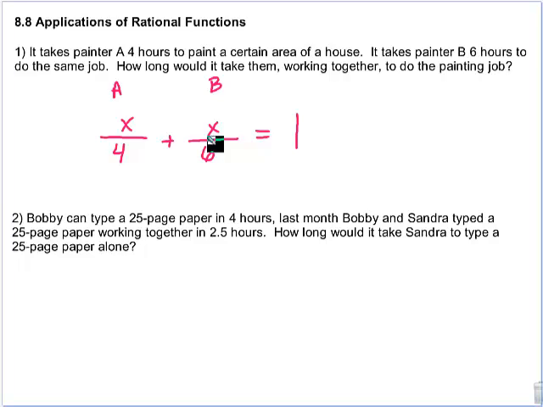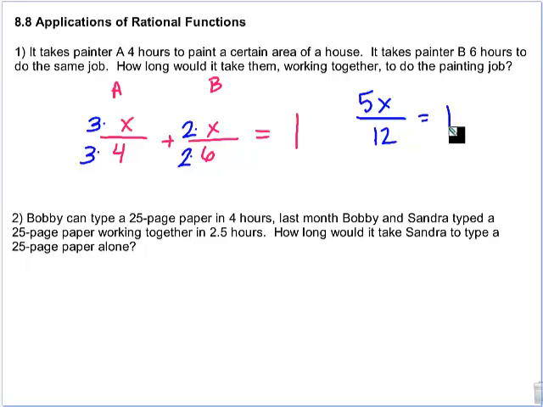Same denominator. So 4 and 6, what will be our same denominator? 12. You could use 24 if you wanted to, but we'll use 12. What do we have to multiply the 4 by to get 12? 3. And the 6 by 2. Now are the denominators the same? Yep, they're both 12. So we have 3x plus 2x, which is 5x, over our denominator 12, is equal to 1.